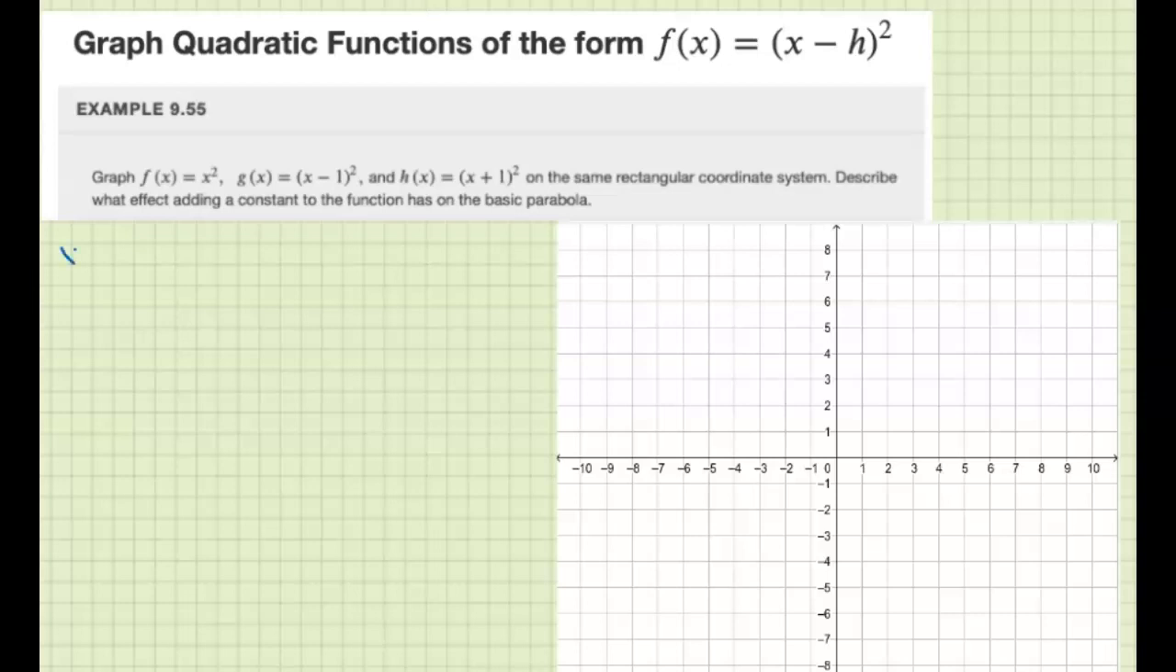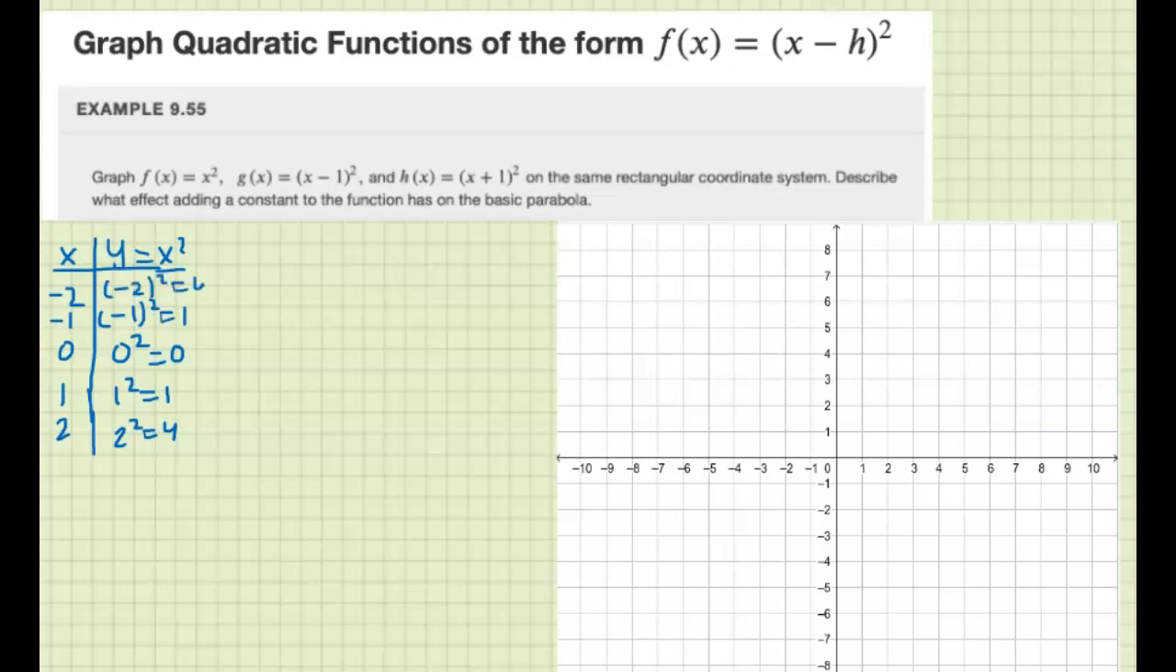Right, so let's start by making our original graph. So y equals x squared. So 0, 1, 2, negative 1, negative 2. We have 0 squared is 0, 1 squared is 1, 2 squared is 4, negative 1 squared is 1, and negative 2 squared is 4. So we're going to graph this. This is called the square graph.